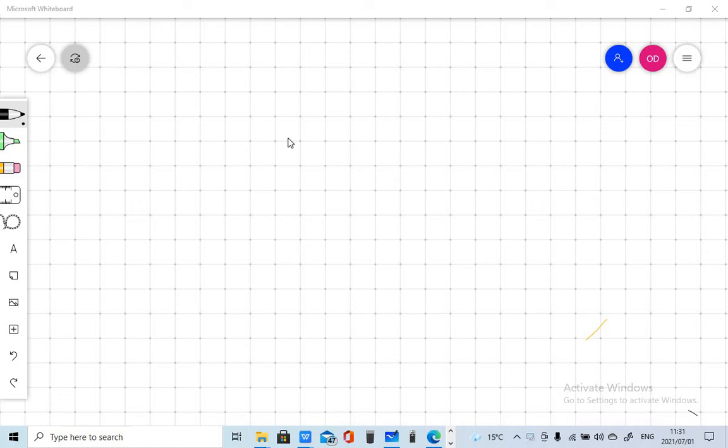Okay, so in this video I'm going to talk about integration and the use of integration to find area. Integration can be used to find area under a graph. It can also be used to find the area between two graphs.